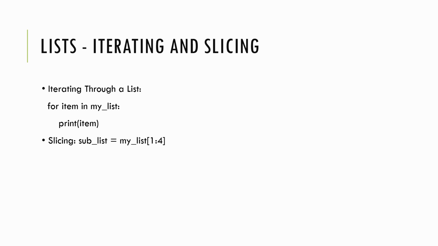When working with lists, you can loop through the items with a for loop. Here's an example: for item in mylist: print(item). And for slicing, you can grab a portion of the list like this: sublist = mylist[1:4]. This returns a new list with items from index 1 to 3.